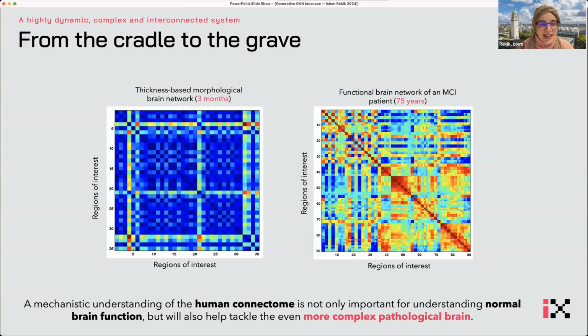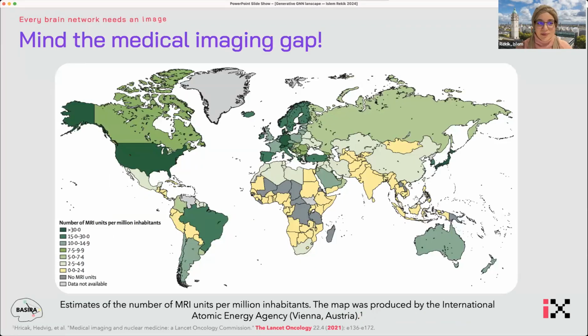So now you may ask, okay, so you got this matrix, but how did you actually get this matrix? Every brain network or graph needs an image. So we're using medical MRI, magnetic resonance imaging, to get these networks.